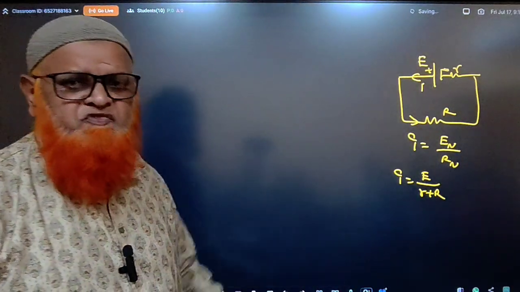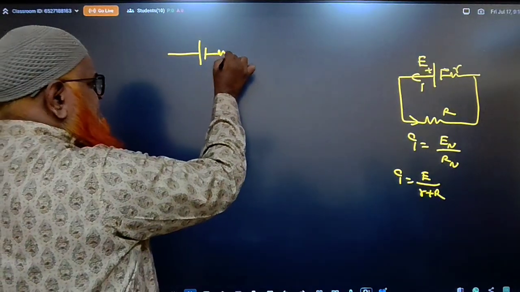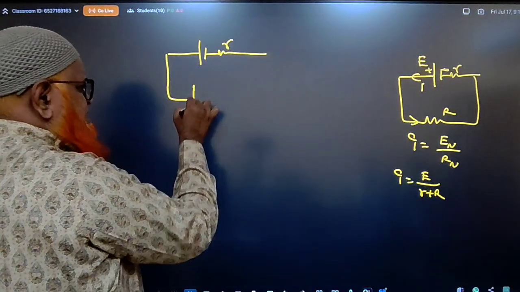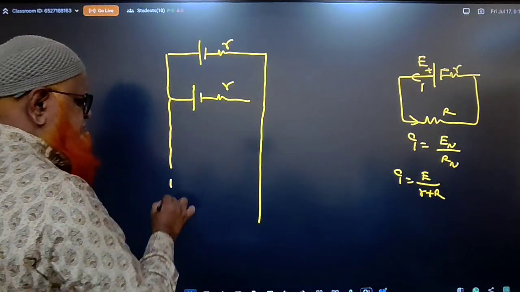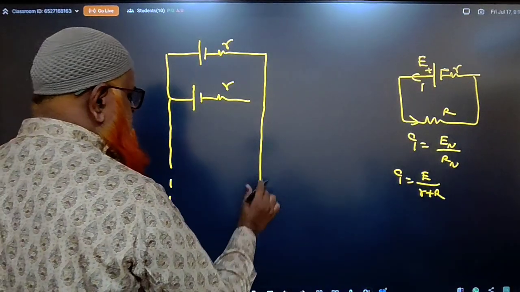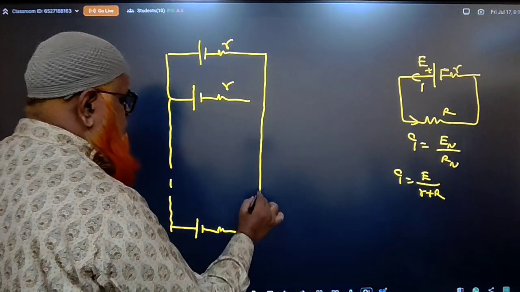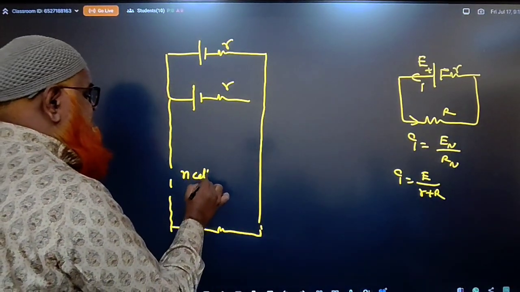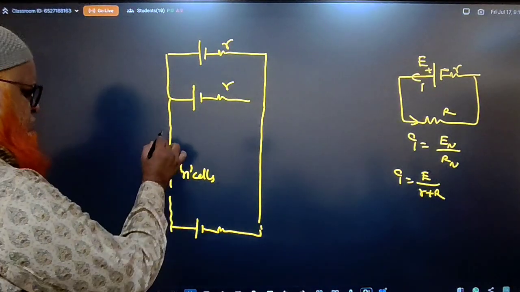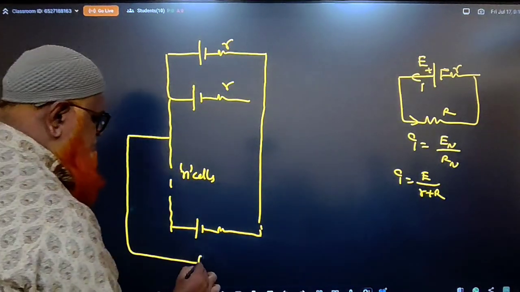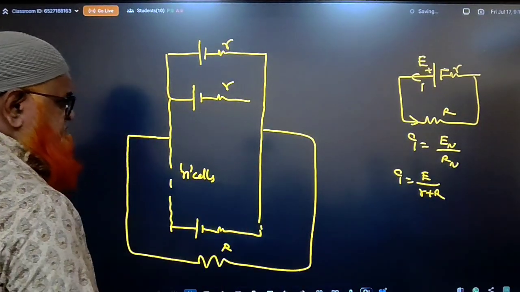How can you apply this formula for a parallel connection now? For example, I have taken a simple cell having internal resistance r, another simple cell having internal resistance r, and like this. So how many cells are there? For example, like this, n cells. N cells are connected in parallel, and the total circuit is again connected to the external resistance R, which is called as capital R.